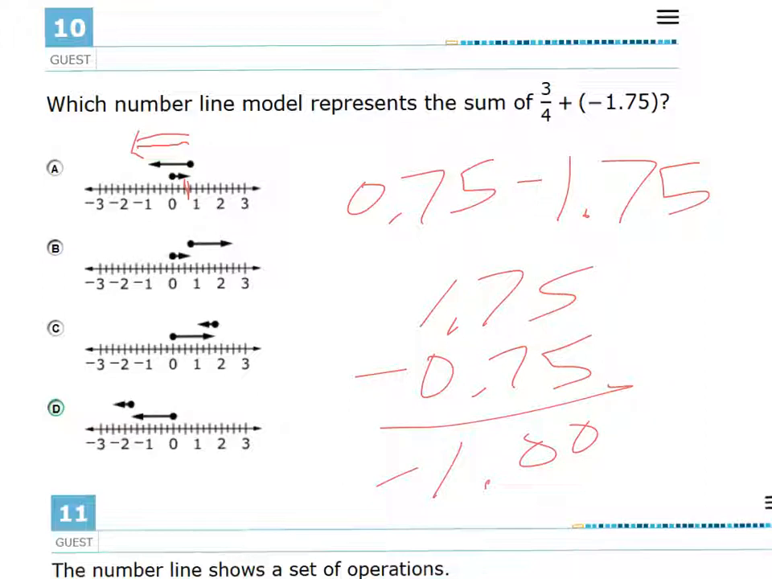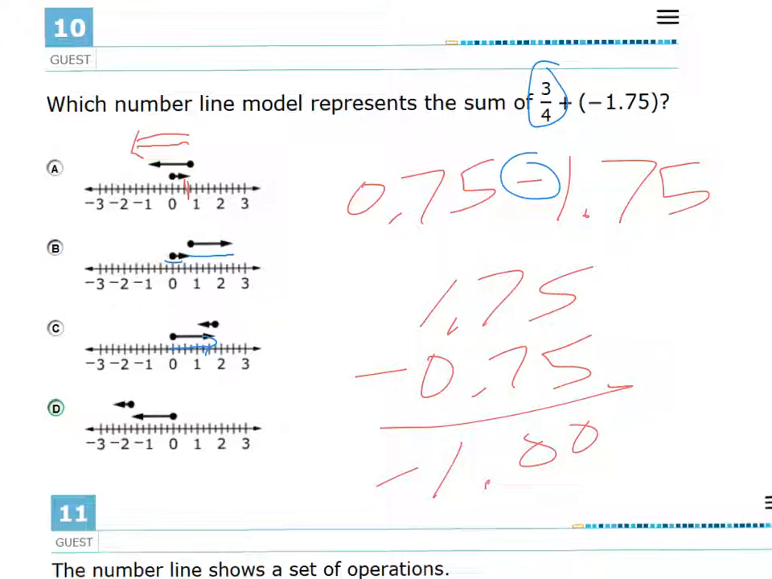Now letter B, it shows us that we start at 0, we go 3/4, but then it's telling us to continue a positive. But we know that since there is subtraction, it has to go back the other direction to make it subtract. So letter B is not our answer. Letter C, we also notice we start at 0, but this time it takes us further than 3/4. And remember, we start with 3/4, so we only go 0.75, but it takes us longer than 0.75. So C is not the answer either.